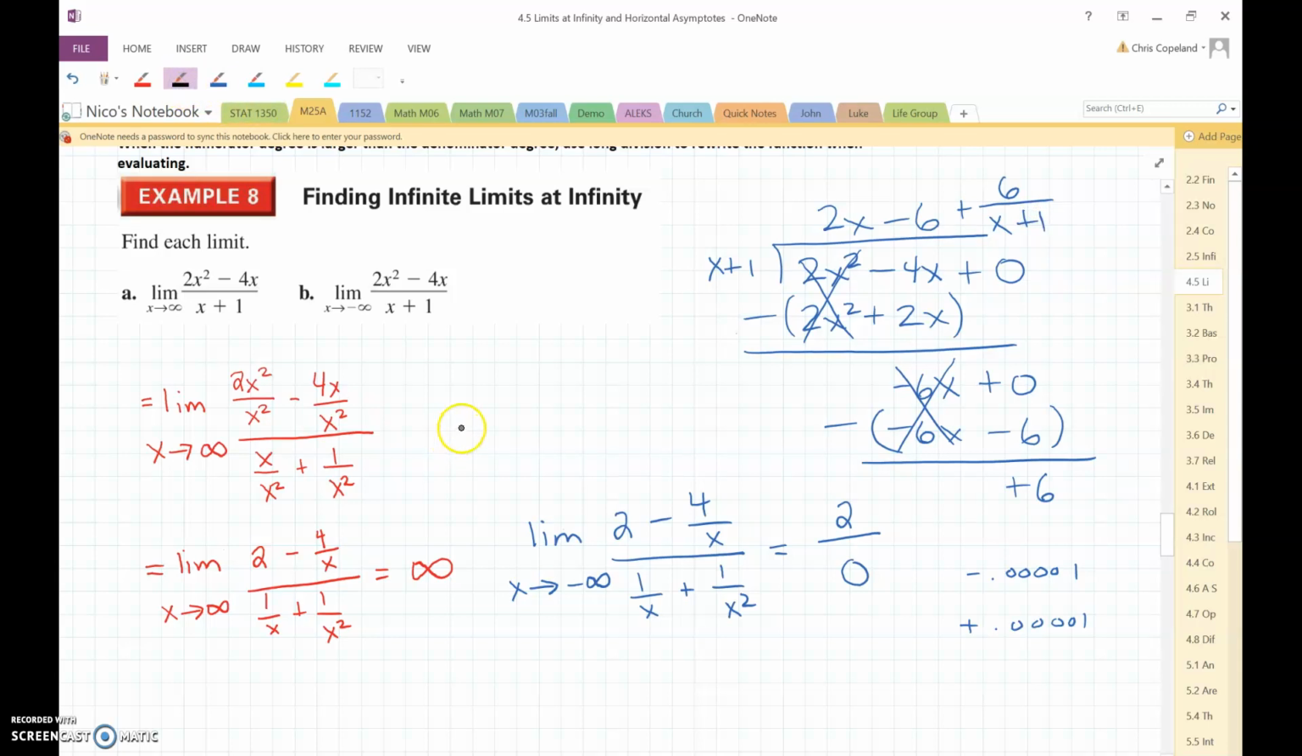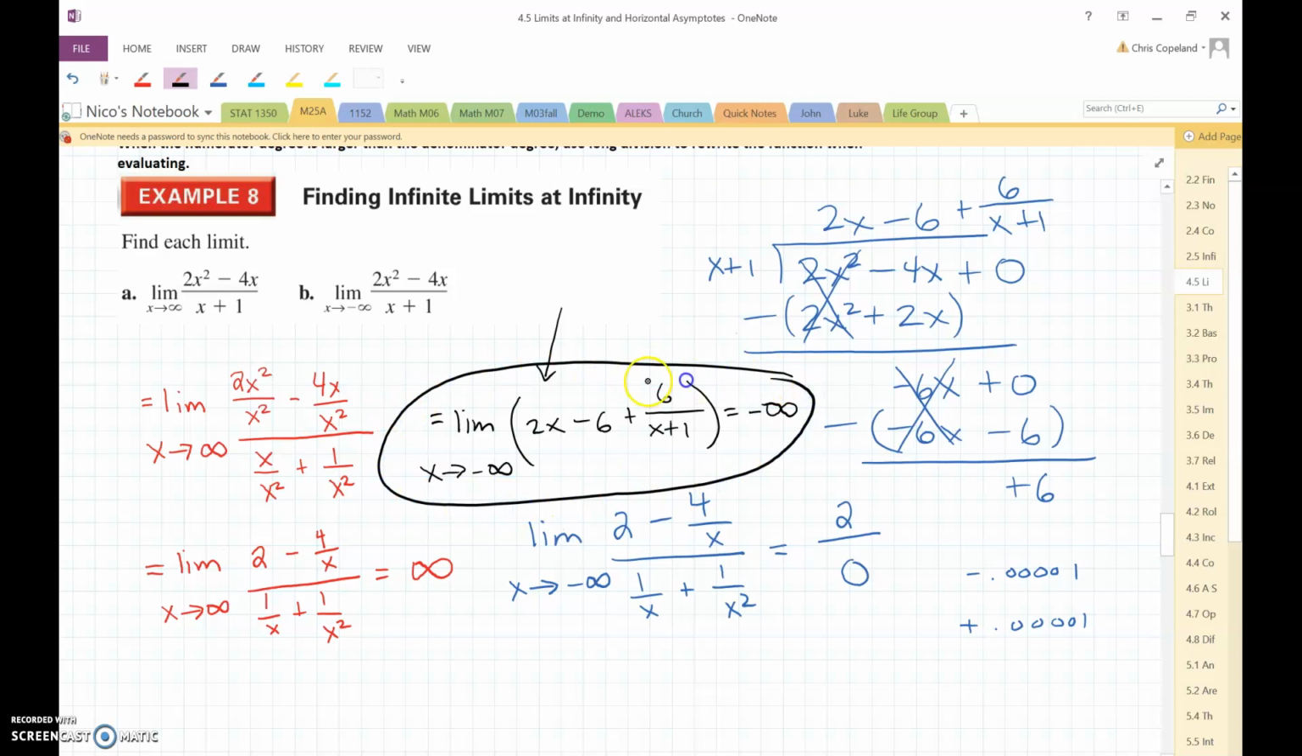So now, let's take a look at this limit of 2x minus 6 plus 6 over (x plus 1) as x approaches negative infinity. From here, I think you can see, when we plug in infinity, this is going to be 2 times negative infinity, so that's going to be negative infinity, minus 6, that's still going to be negative infinity, and the last term is going to end up being 0. So this is going to end up being negative infinity. So we would want to do it this way for this one, so we can tell that that's negative infinity.